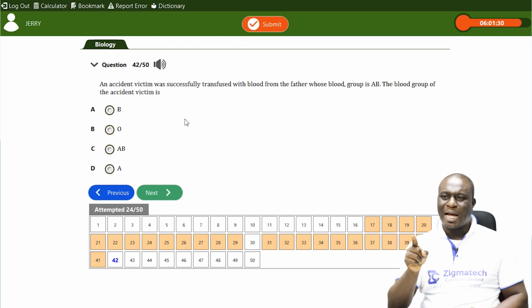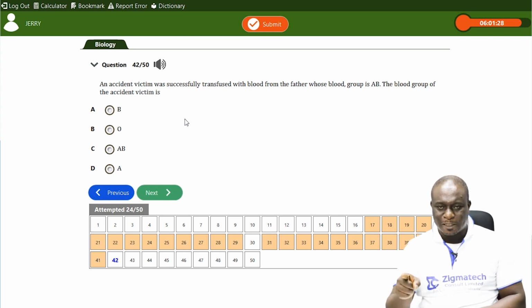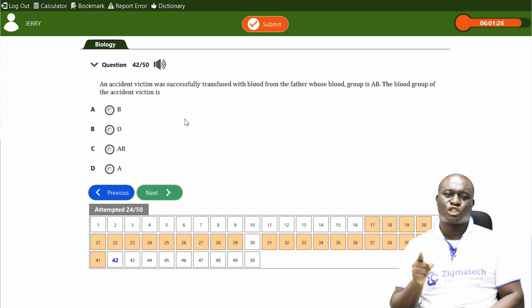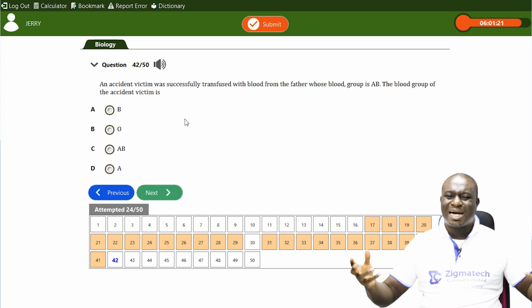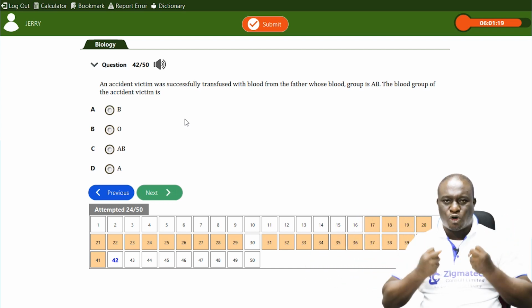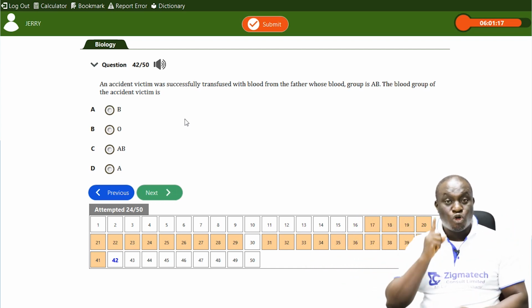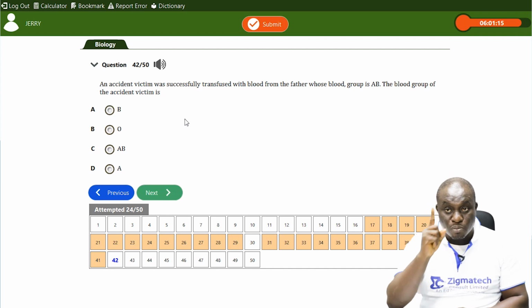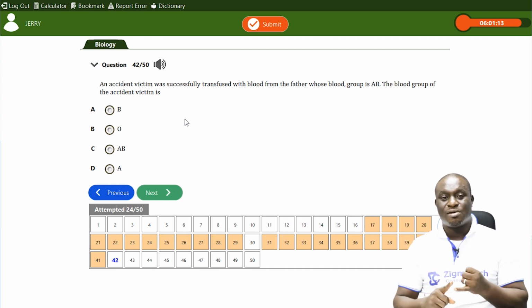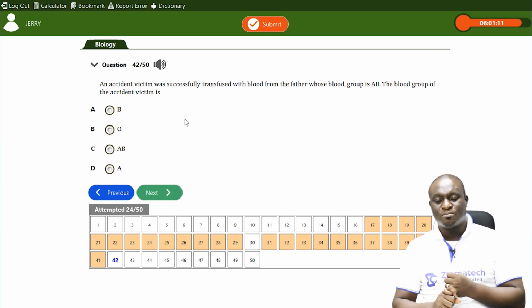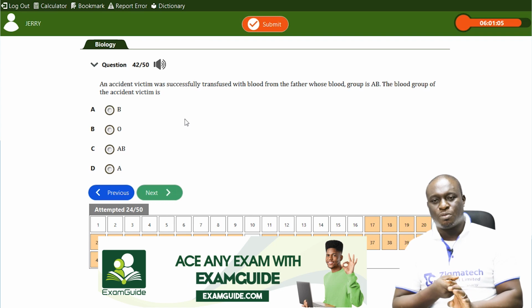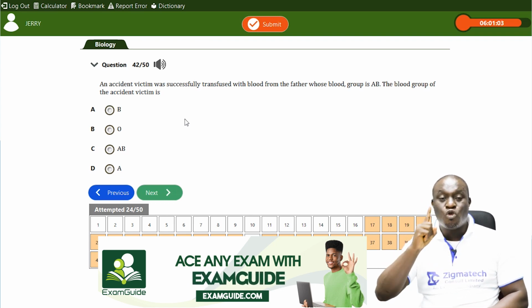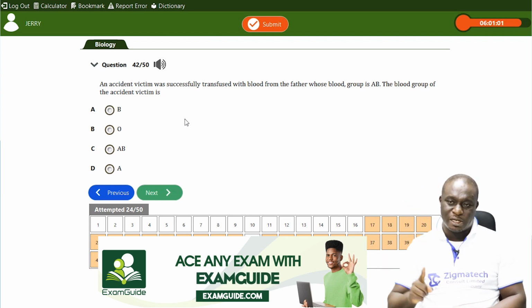Now, the question we have here is blood group AB. Now, blood group AB is called a universal recipient. It means it can receive blood from every other blood group, but it can only give blood to its own blood group. So in other words, it can receive blood from blood group A, it can receive blood from blood group B, it can receive blood from blood group O, it can also receive blood from blood group AB, but it can only give to blood group AB.